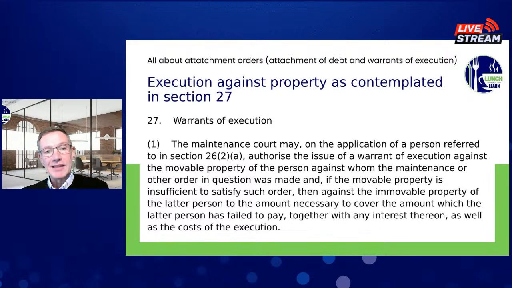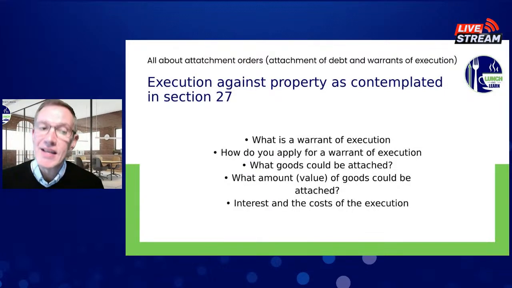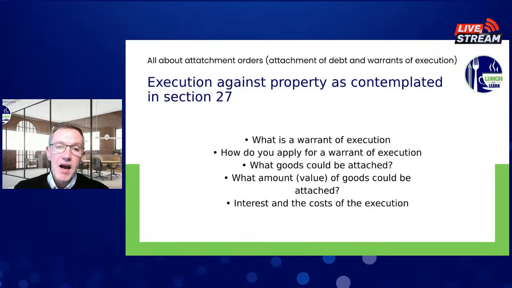So if one unpacks Section 27 bit for bit, we will see that there are a couple of things addressed in it. Number one, to start off with, what is a warrant of execution? It's an attachment of movable property or property that is also authorized by court. Section 27 also speaks about how you apply for a warrant of execution, and it is clear that it is upon application, which we'll deal with in a couple of minutes. Section 27 also deals with what goods could be attached.